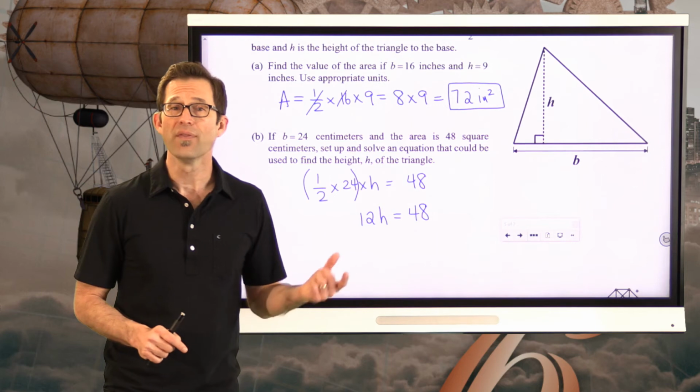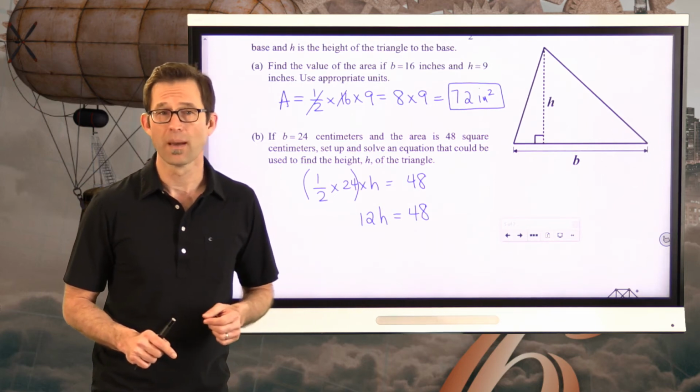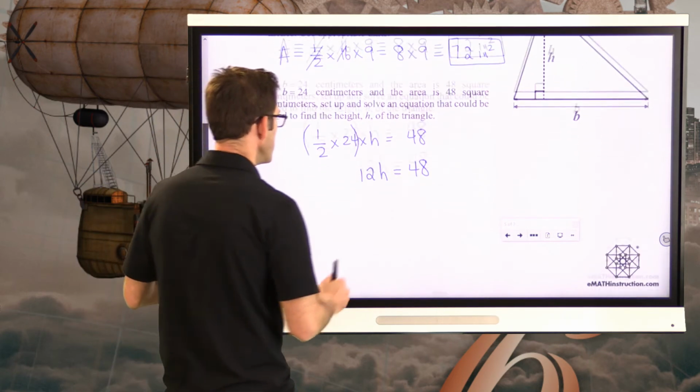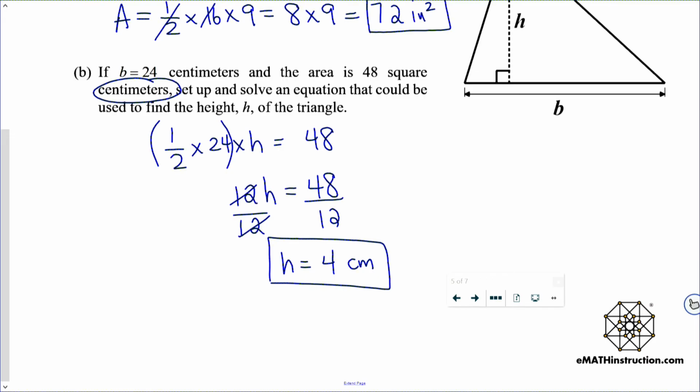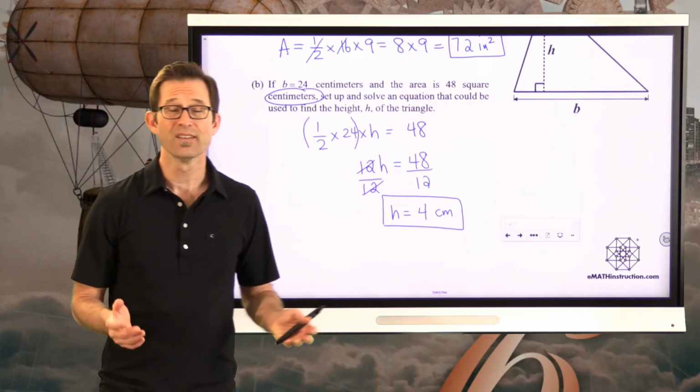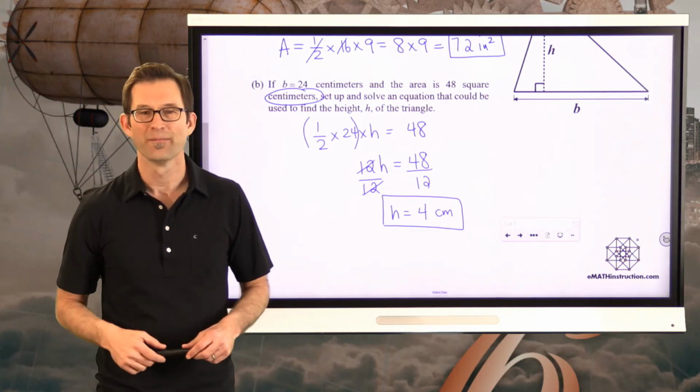Once I do that, then this is a very simple one-step equation to solve. All I need to do is divide both sides by 12. 48 divided by 12 is 4. I want to watch my units. In this case, my length units are centimeters, so the height must be 4 centimeters. That's it. Nice and easy algebra there.